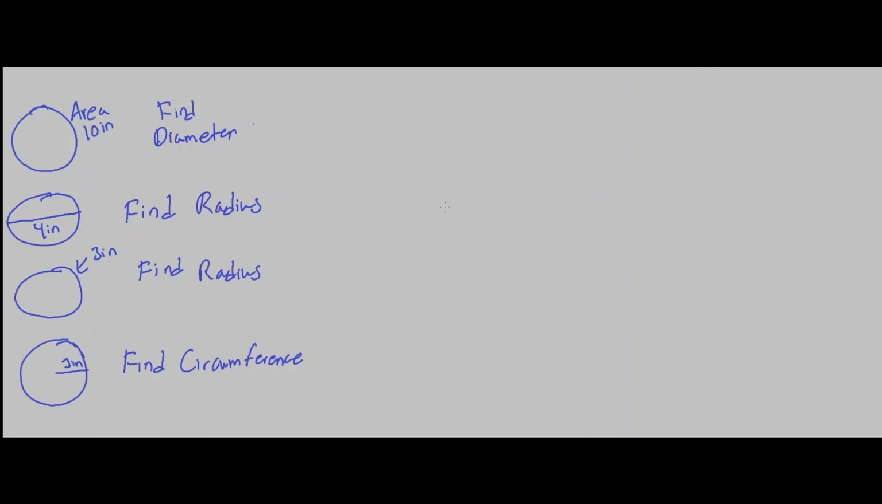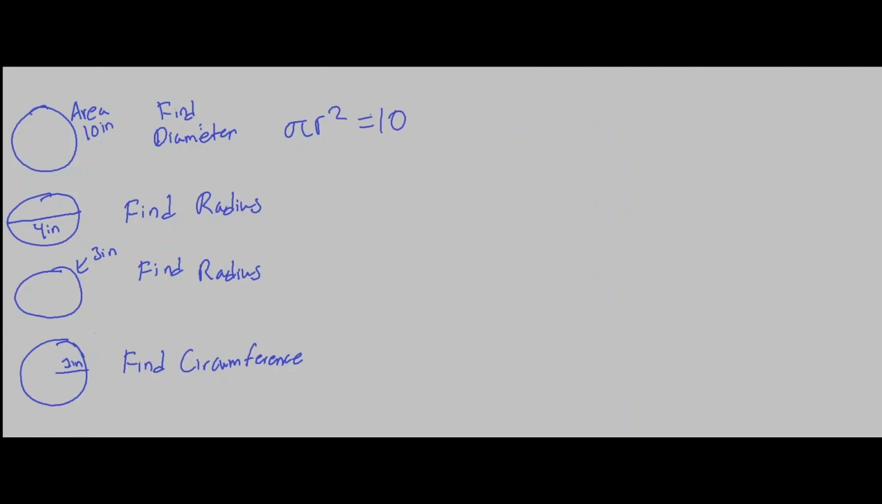Alright, so let's get on to the first question. The area of this circle is 10 inches. We need to find the diameter. We know that the area of a circle is pi r squared. So we could just set it equal to 10 inches because that's the area of the circle. Now if we find the radius alone, because we know the diameter is just the radius times 2.